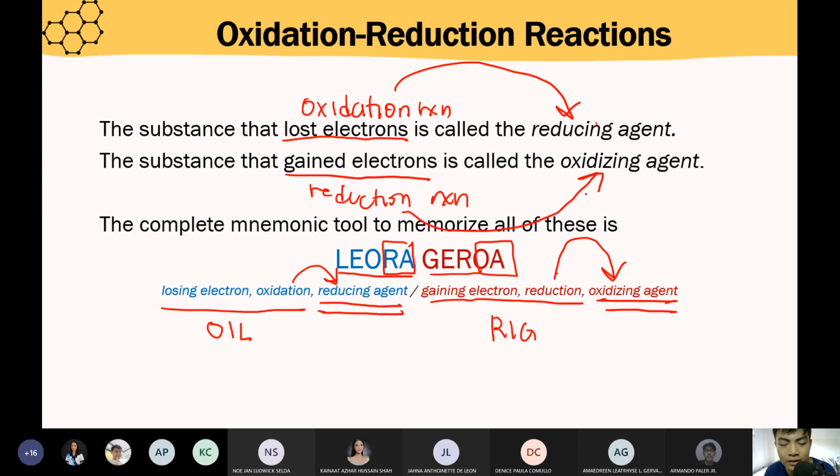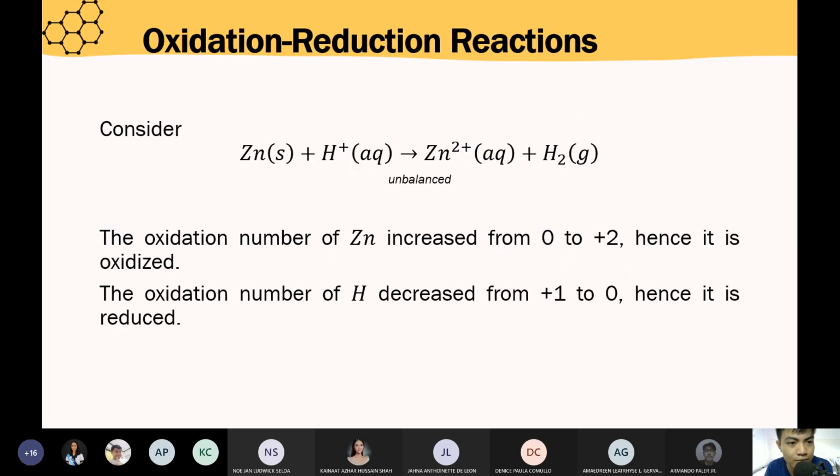Okay? So, para hindi na kayo malito sa agent-agent na yan, okay, Leora Geroa na lang. Whichever species underwent oxidation reaction, it is called the reducing agent. While kung sino naman yung nag-undergo ng reduction reaction, we call that the oxidizing agent. Okay? So, ganun lang. So, for this example here, let's apply the concept of Leora Geroa. And we will also apply the use of oxidation numbers. So, it is important that isang tingin lang, alam nyo na yung oxidation numbers.